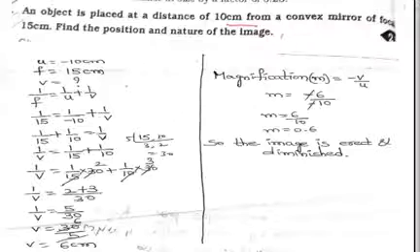So m equal to minus 6 divided by minus 10. So minus minus get cancelled, no? Then what will come? m equal to 6 by 10. This m equal to 6 by 10, we can write 0.6 also. So m equal to 0.6. So the image is erect image and diminished image. Very small in size image will form, and that is an erect image.